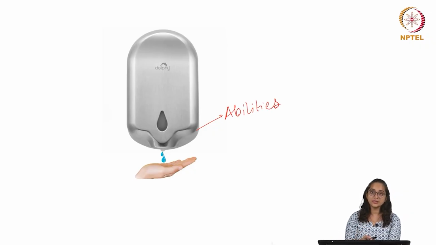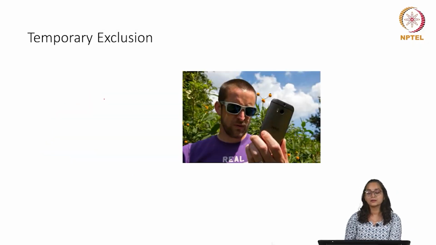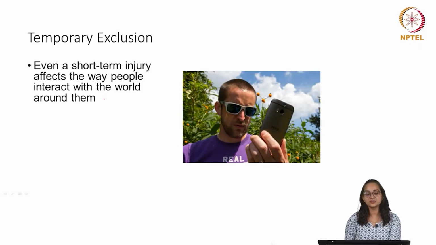So, there may be cases where these abilities are not really functioning or available at all, where those mismatches can happen. So, we as designers have to try to minimize these mismatches. Similarly, situations like short-term injury can affect the usage of such a product or other digital products like a mobile phone or a laptop.